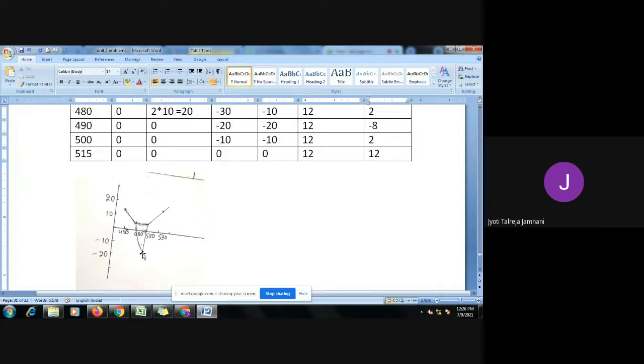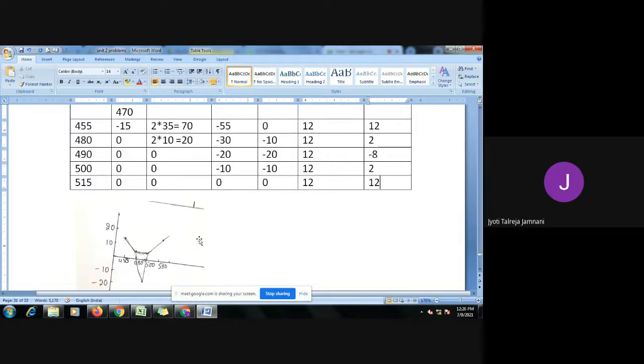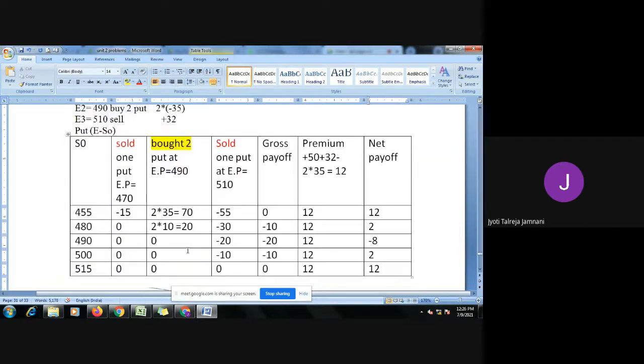At 490, we have a loss of 8 rupees. Then at 500, we have a gain of 2 rupees. And again 515, 12 rupees. So a V shape. And you can draw the wings. I have not done it here. You can do those two straight lines. So you get a V-shaped graph for a butterfly spread. So this was about spreads.